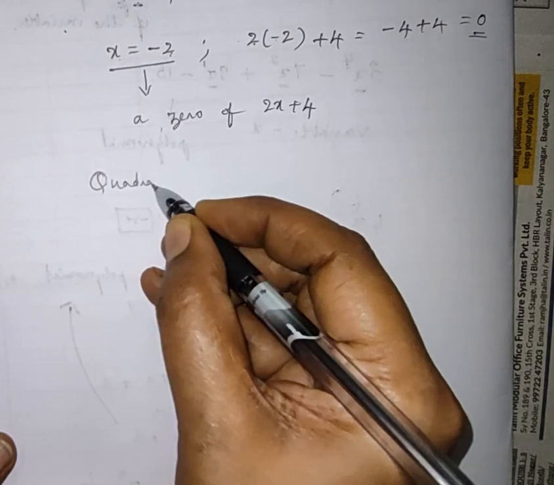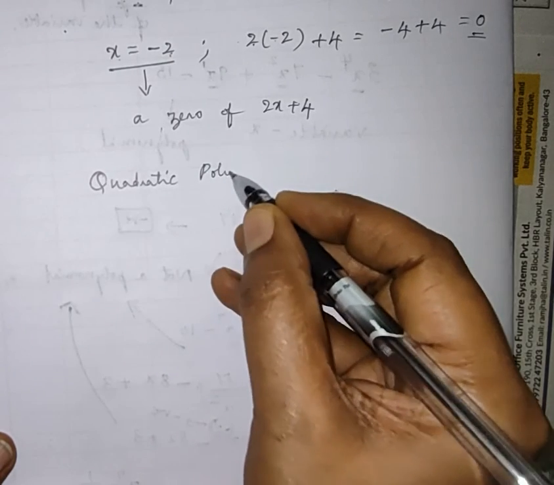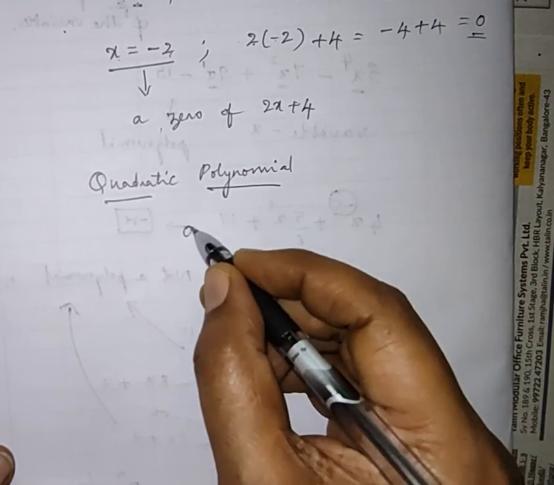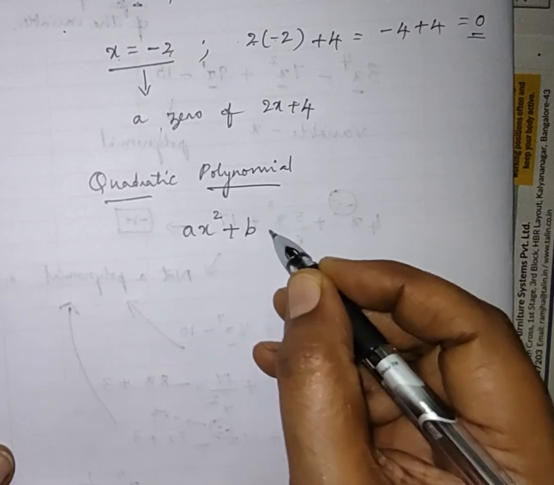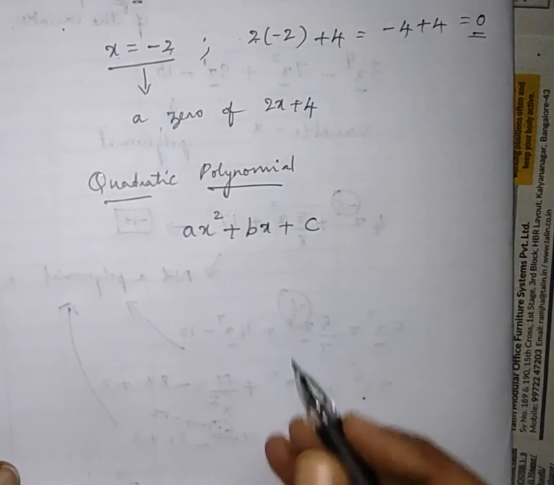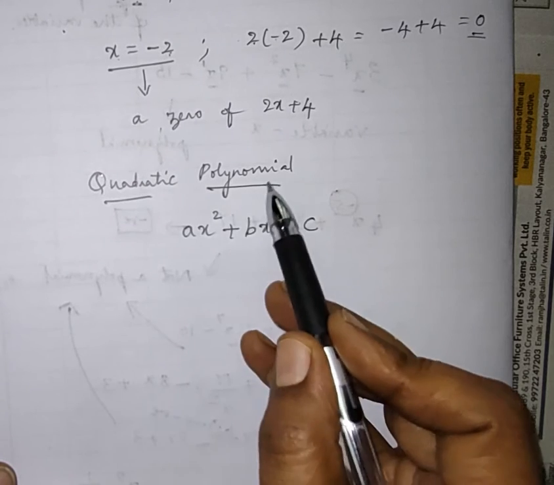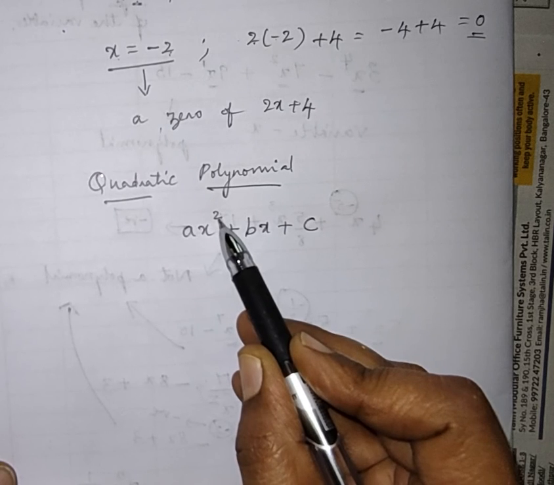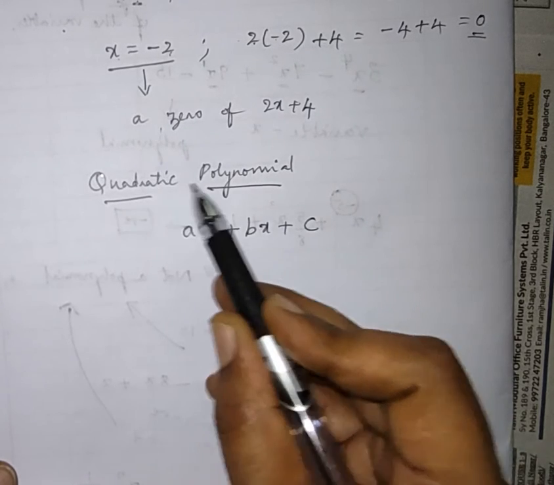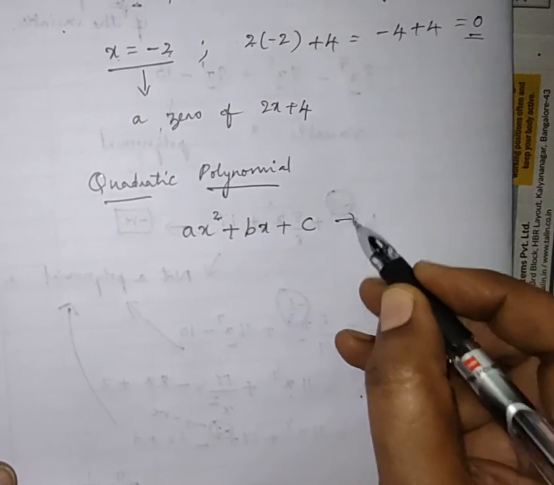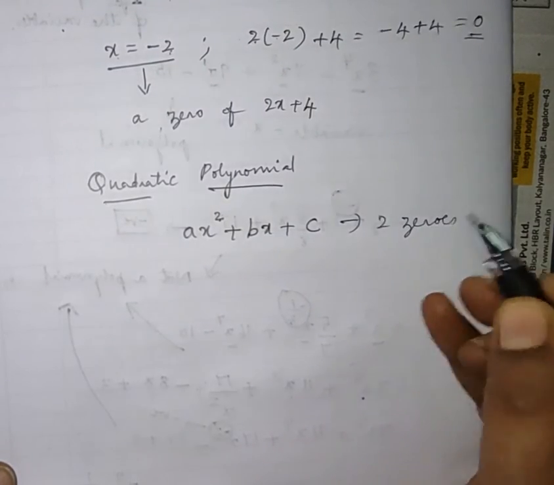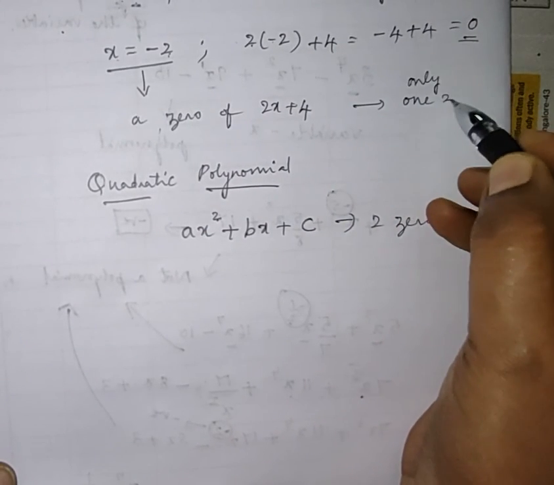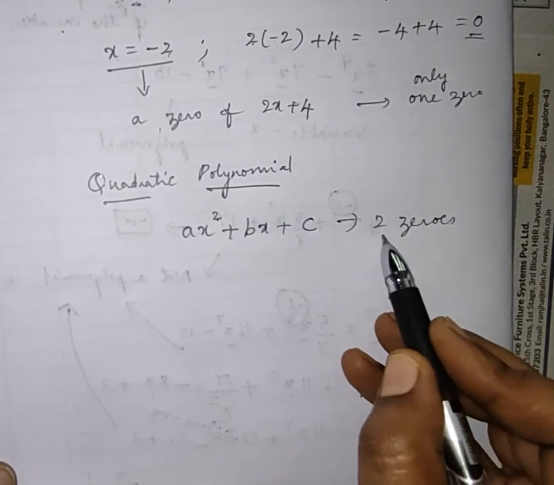But here we are going to discuss quadratic polynomials. In 10th standard mathematics CBSE, we have only quadratic polynomials. The standard form of the quadratic polynomial is ax square plus bx plus c. What's the degree of this polynomial? It is 2. So a quadratic polynomial is going to have 2 zeros. A linear polynomial is going to have only 1 zero, and a quadratic polynomial will have 2 zeros.